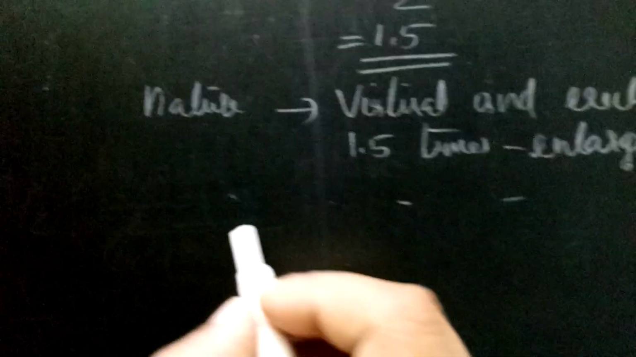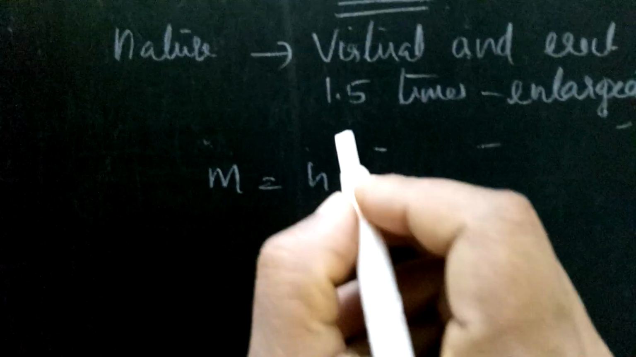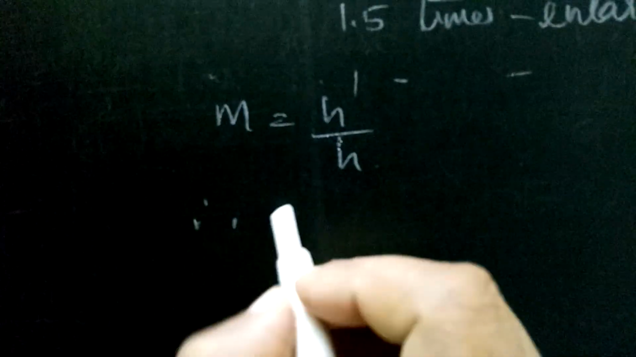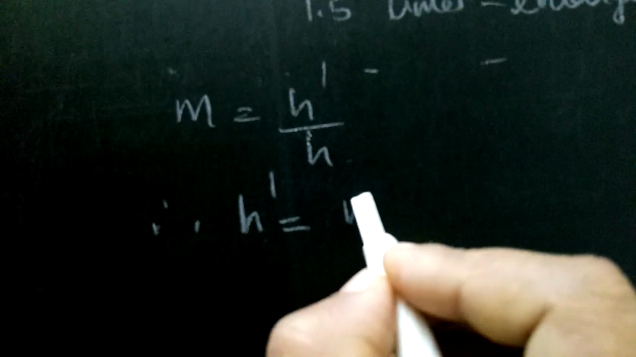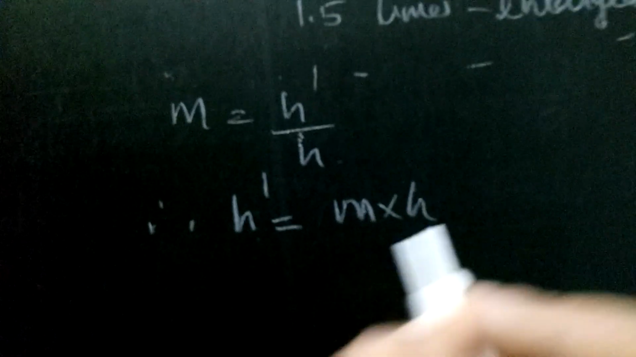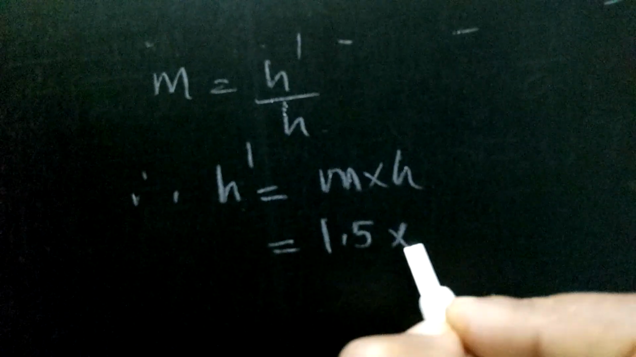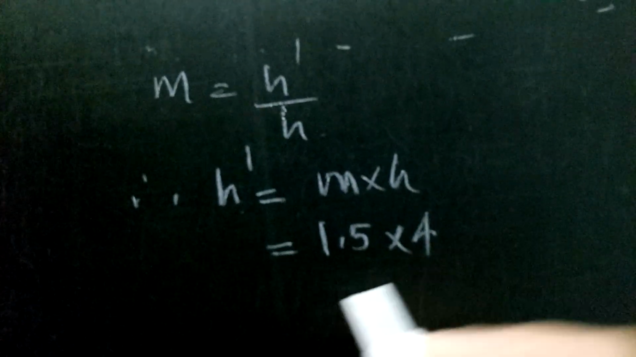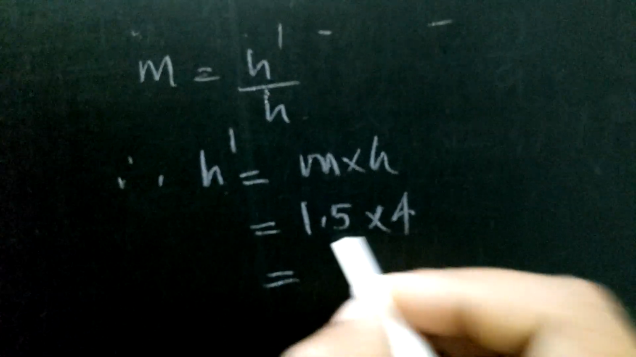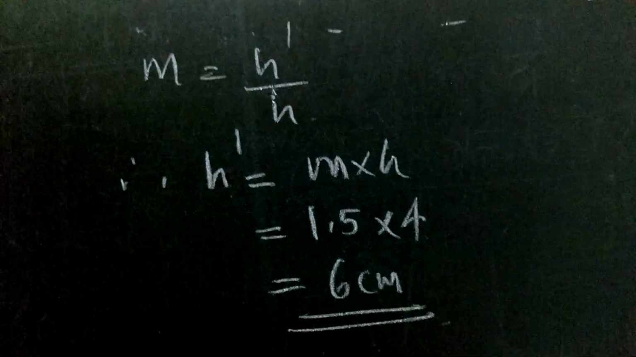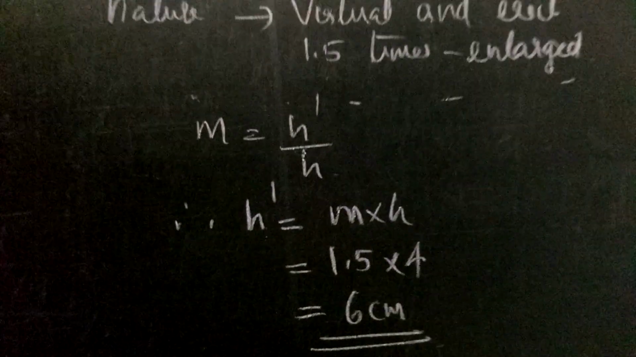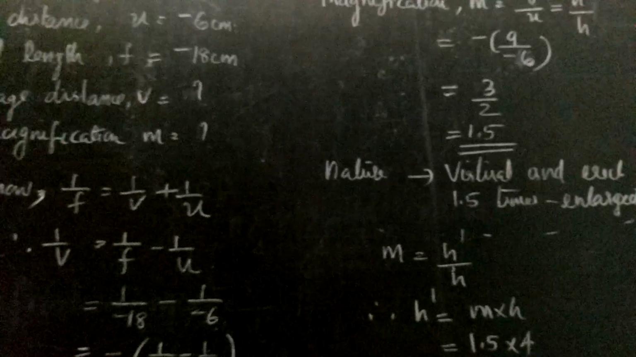But here we can find the height of image by using the formula M is equal to H dash by H. So therefore H dash is equal to, what you will get, M into H. M is equal to 1.5. H is equal to 4 centimeter. So what will you get? 6 centimeter, isn't it? So this will be the height of the image. Is it clear? So this is the way of doing the 7th problem. Is it clear to you?